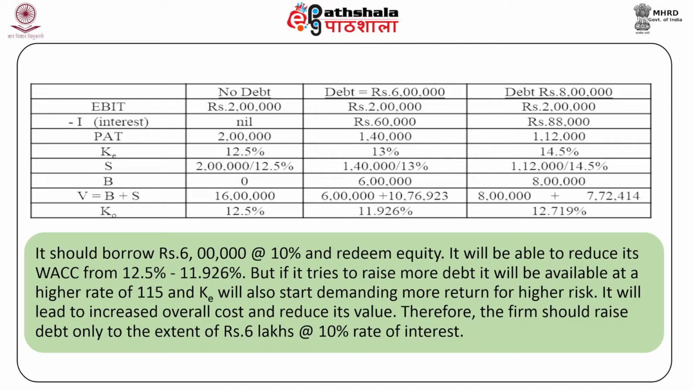Thus it is better if the firm employs some degree of leverage. It should borrow 6 lakhs at 10% and redeem equity. It will be able to reduce its WACC from 12.5% to 11.926%. But if it tries to raise more debt, it will be available at a higher rate of 11% and KE will also start demanding more return for higher risk. It will lead to increased overall cost and reduce the value of the firm. Therefore, the firm should raise debt only to the extent of rupees 6 lakhs at the rate of 10%.